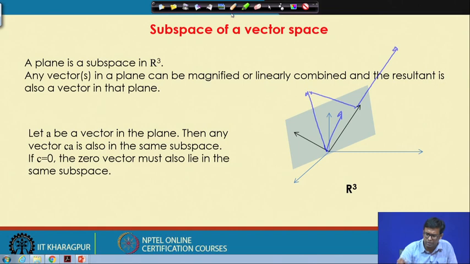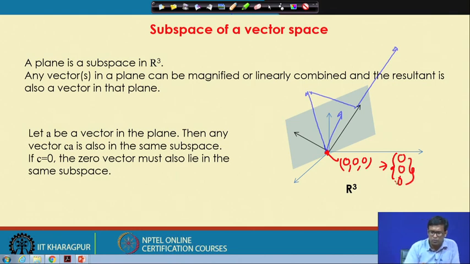If c is equal to 0, the multiplication will come back to the origin only, or this will be the vector 0 0 0, or if we write in a column vector format, this will be written 0 0 0. So, what we typically call a 0 vector. The 0 vector must lie in the same subspace. Therefore, if we call a plane a subspace, it must contain the 0 vector or the origin, or only a plane passing through the origin is a subspace.